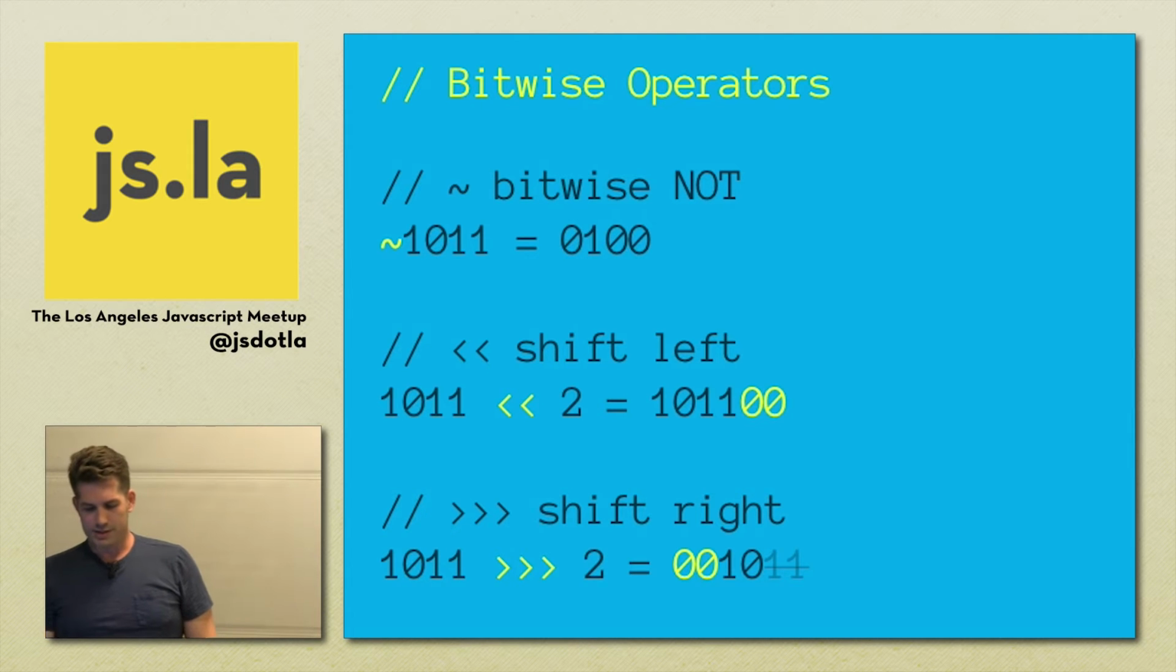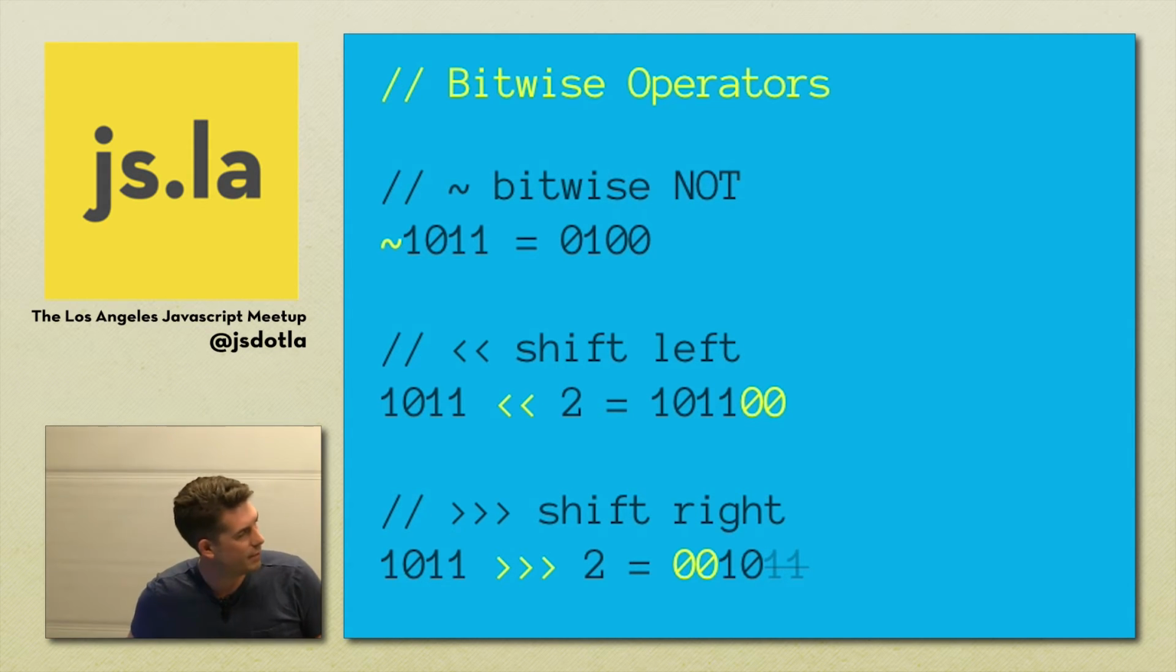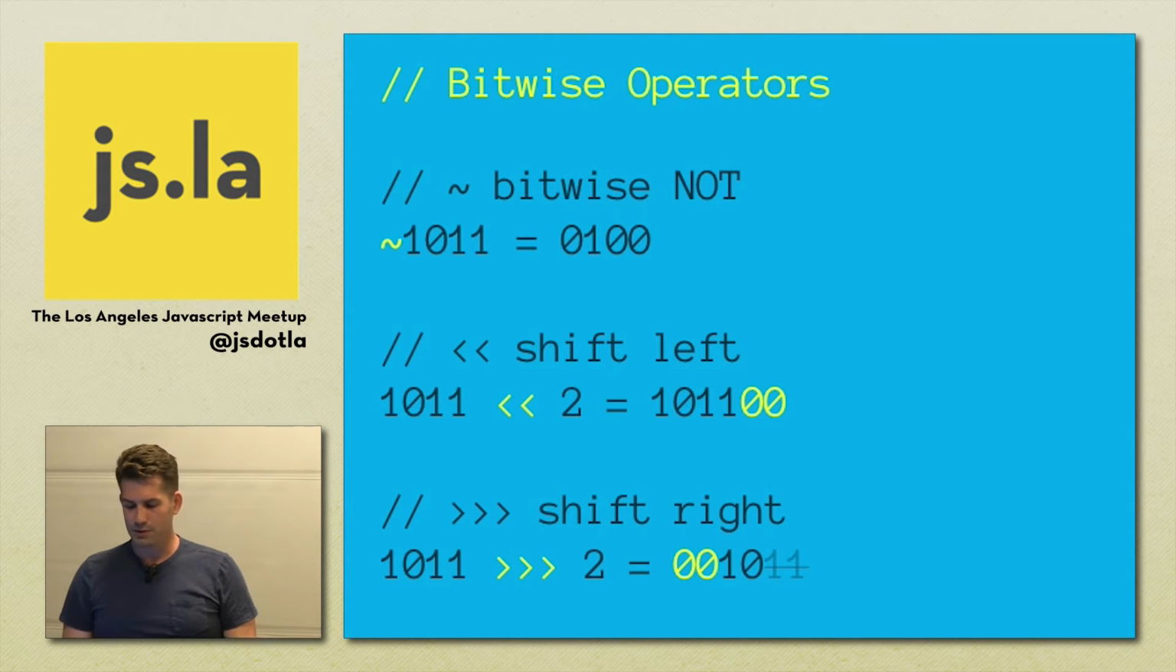A few more. This is the not. It basically gives you the exact opposite in bits. So 1, 0, 1, 1 becomes 0, 1, 0, 0.